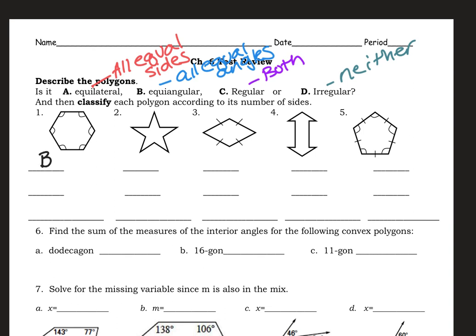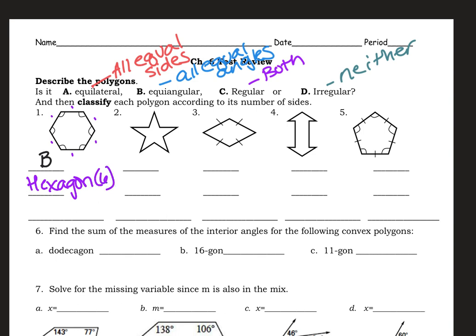All right, now let's count the number of sides. 1, 2, 3, 4, 5, 6. Does anyone know what a six-sided shape is? It's a hexagon. I'm going to put a 6 right here so you know it's the number of sides. Let's get the next one.